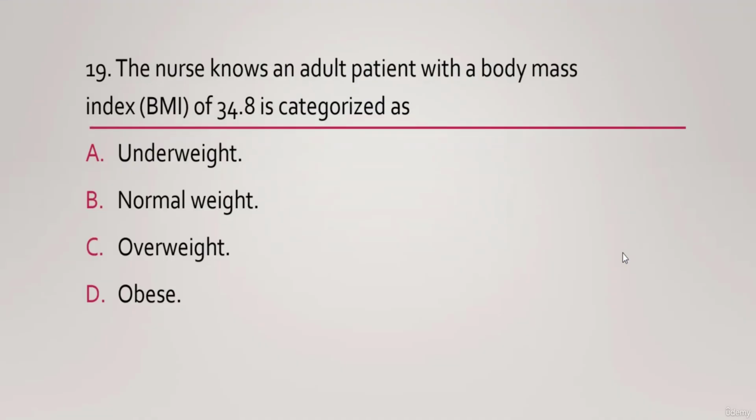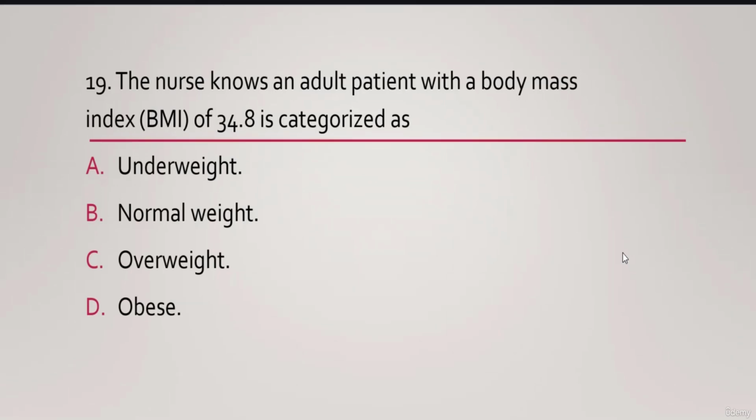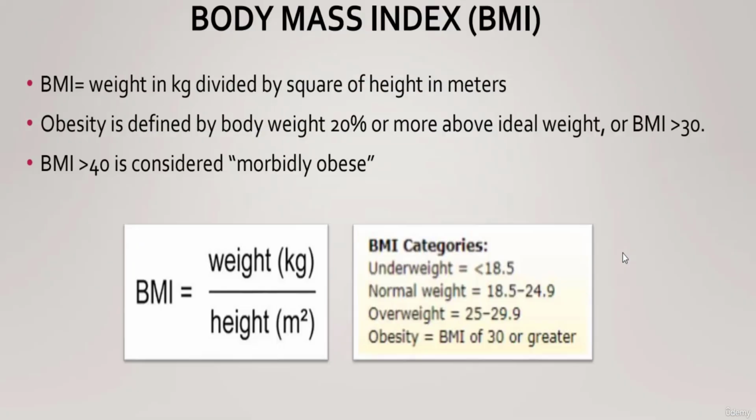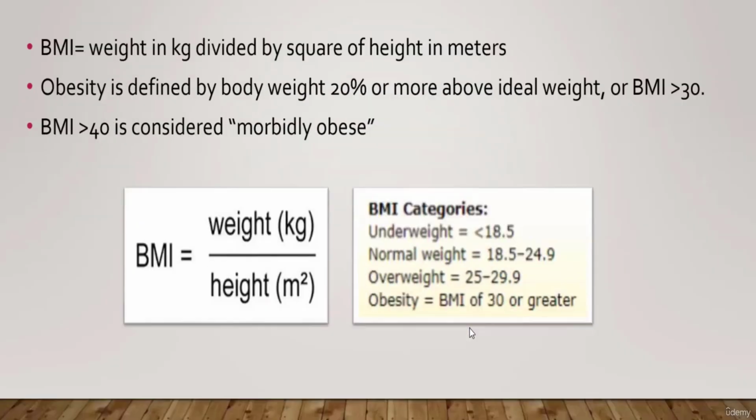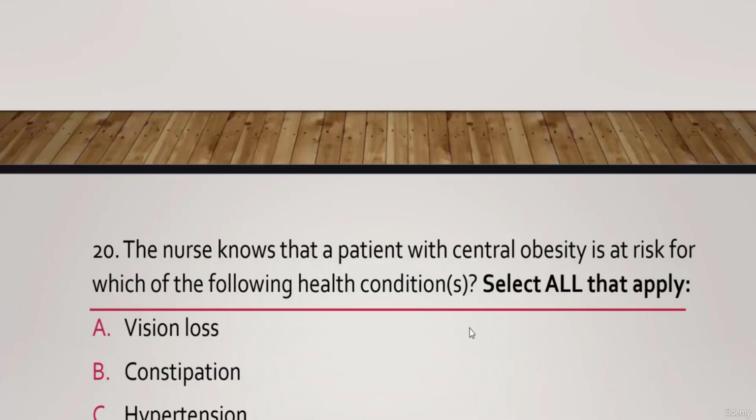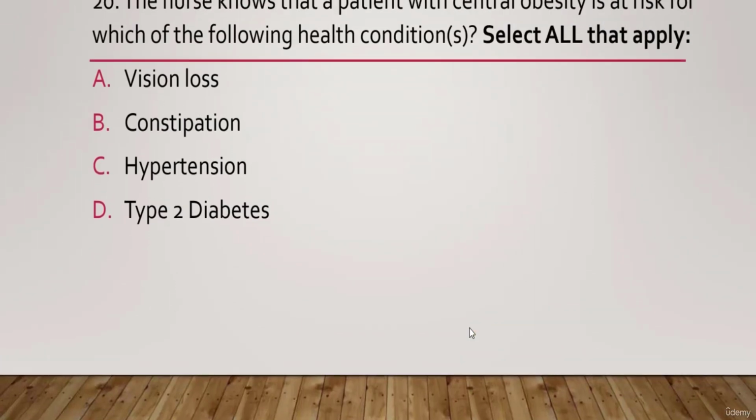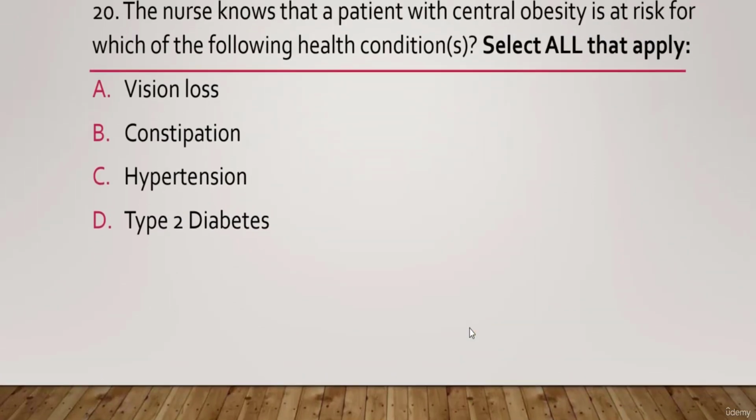The nurse knows an adult patient with a body mass index, BMI, of 34.8 is characterized as... If we look back here, let's go back. 34 is right here, so it is obesity, right? And the nurse knows that a patient with central obesity is at risk for which of the following health conditions? Again, everything here: vision loss, constipation, hypertension, type 2 diabetes. This just goes to show how detrimental being obese can be for you.